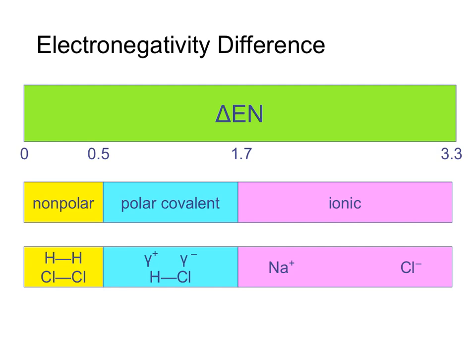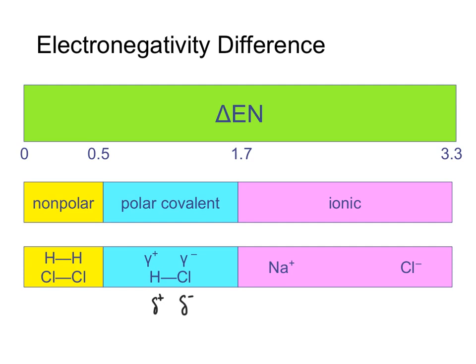chlorine atom. This causes the chlorine atom to develop what we call a partial negative charge, as represented by the lowercase letter delta with a negative sign. The hydrogen side of the molecule will also develop a partial positive charge. This is to say that these sides of the molecule are kind of a little bit positive and kind of a little bit negative.